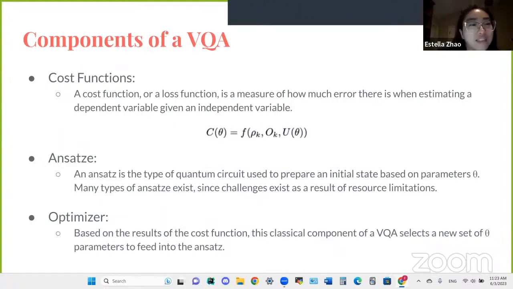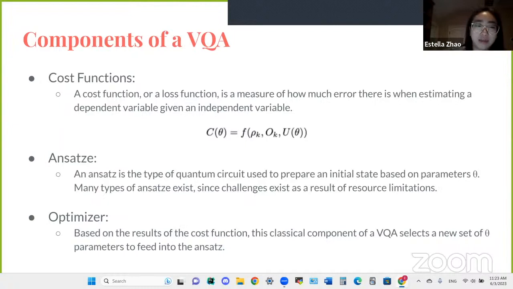Yeah, so in the context of a VQA, an ansatz is a quantum state that is evaluated by the cost function. This quantum state is created by some quantum circuit made up of alternating parametrized unitary gates. And this circuit is what we're trying to tune so that we can get the quantum state that we want to evaluate some computational task.